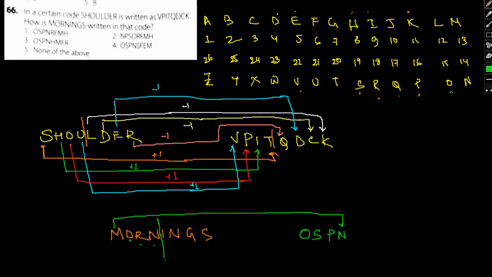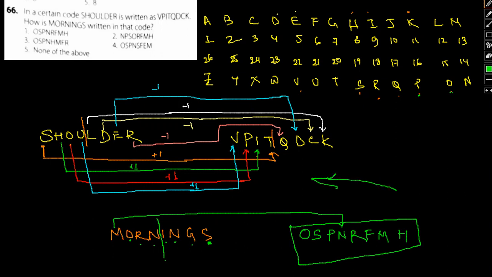Now, I minus 1 is H. N minus 1 is M. G minus 1 is F. And S minus 1 is R. So this is the word that we actually need. We simply followed this particular pattern and applied it here. So NOPSHMFR. So option A, option 1, is our correct answer.